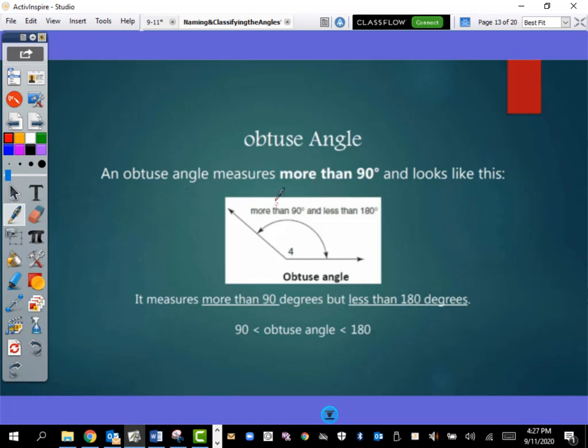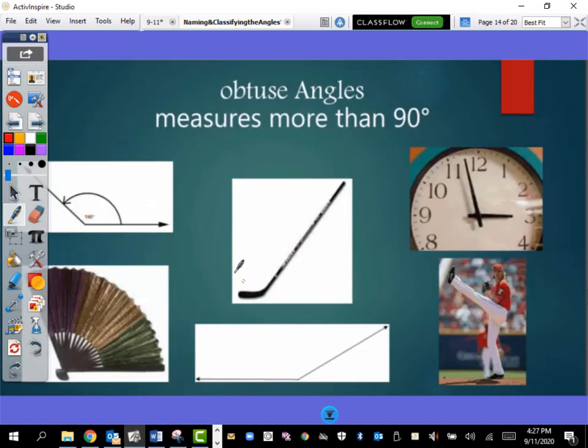Now we have the obtuse. An obtuse angle measures more than 90 degrees. So this is how it looks like. It's a little bit wider. So it is measured more than 90 degrees, but less than 180 degrees. And this is how an obtuse looks like. It is more open.